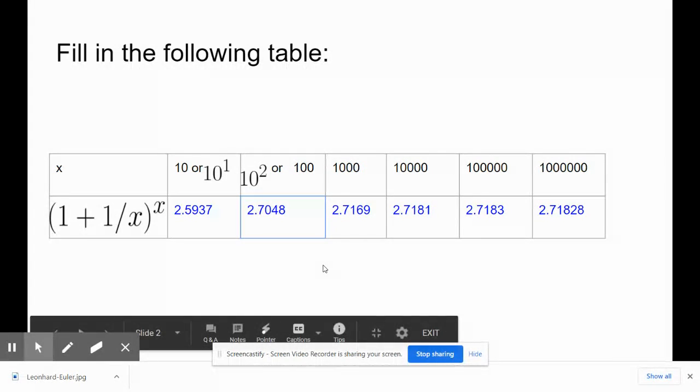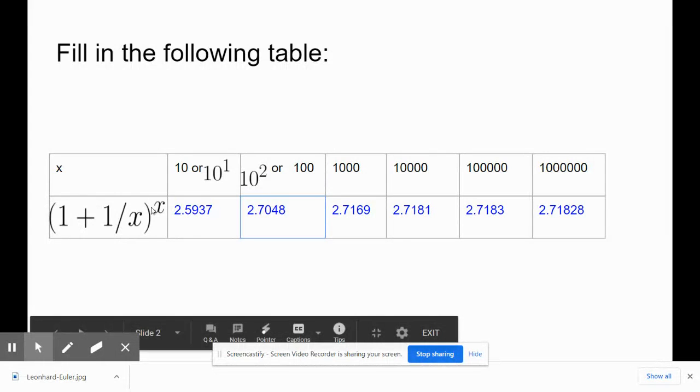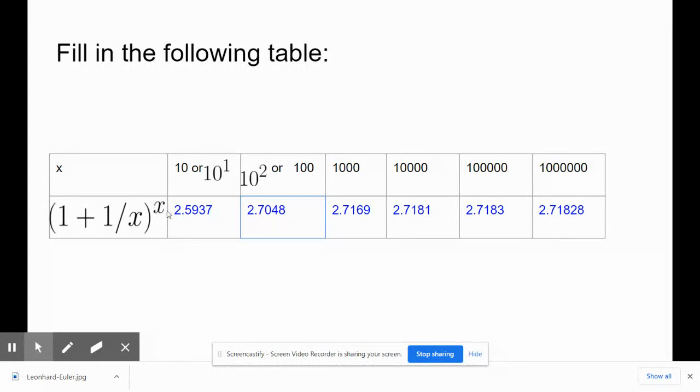Okay, so this is on page 9. I'm filling in this table of values. If you were in class, we'd be doing this in class. So now I'm going to put 100 in place of x. So I've got 1 plus 1 over 100, or 1 and 1/100th. And we're going to take that to the 100th power, and you get 2.7048. And then we'll do the same thing with 1,000, and then 10,000, and then 100,000, and then 1,000,000. So we'll keep making those numbers get larger and larger and larger.